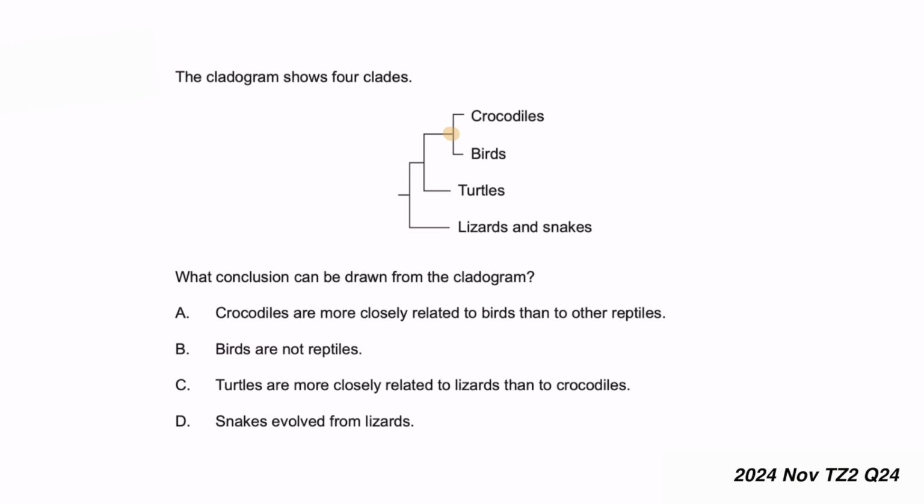This cladogram shows several clades because these nodes refer to different common ancestors. Crocodiles and birds share the same ancestor, so they are more closely related than to other reptiles.